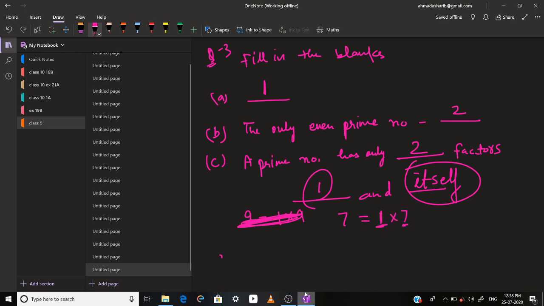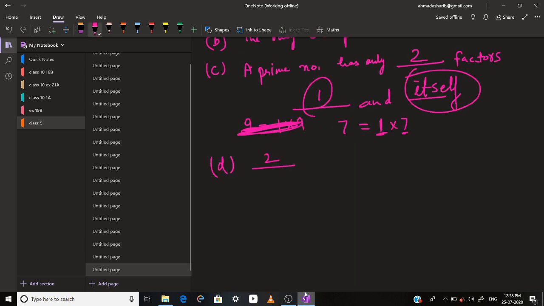Now D, the smallest prime number is. So what is the smallest prime number? The smallest prime number is 2. Then E says dash is the smallest composite number. 4 is the smallest composite number, because 1 is neither prime nor composite, 2 is the smallest prime number, and 3 is the smallest odd prime number. Now 4 is a composite number, so 4 is the smallest composite number.